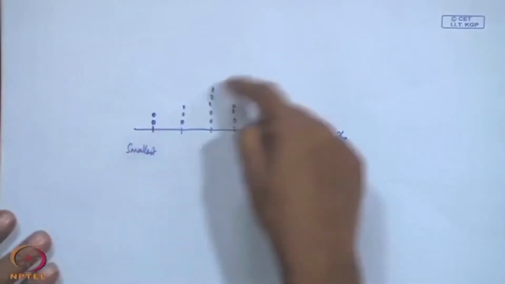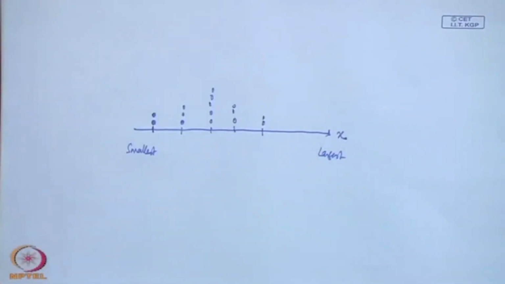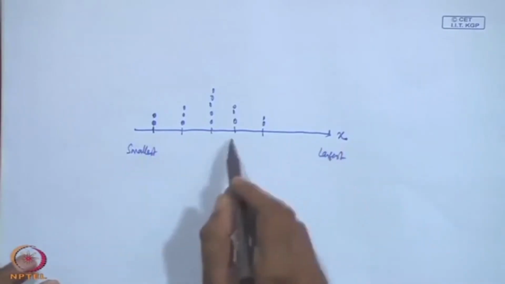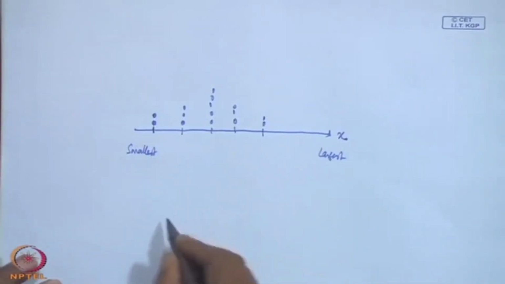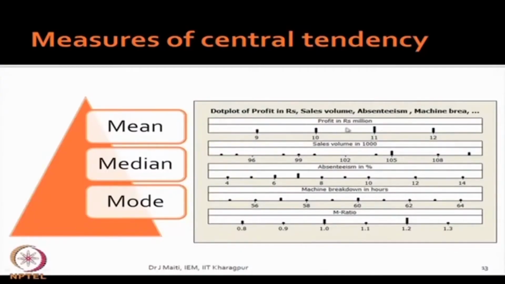Dot plot is again similar to a histogram plot. Now here you are able to count the number of observations against each of the values of x. So it will help you to find out the mode. Suppose for this example, profit in rupees million, for 9 million rupees it is 2 observations, for 10 it is 3, for 11 it is 4, for 12 it is 3. So that means the mode of the data points for profit is 11.